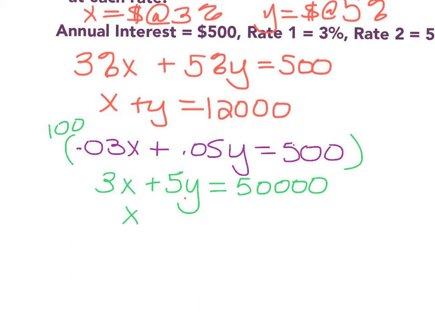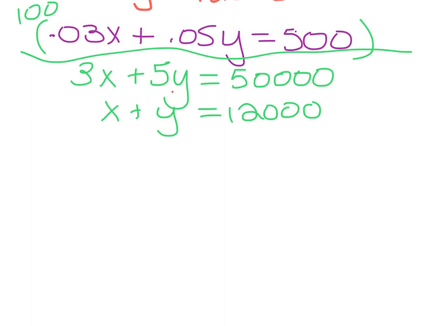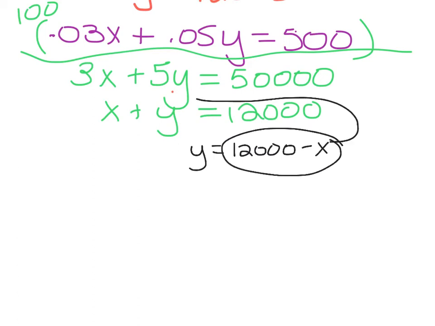So now I've got 3x plus 5y equals 50,000, and x plus y equals 12,000. And there's my new system. This time not so bad to solve. I can solve for y equals 12,000 minus x, and then take that and plug it in up there.